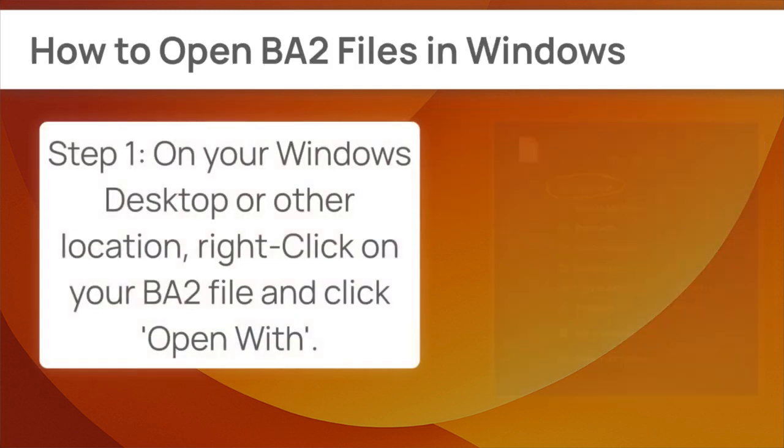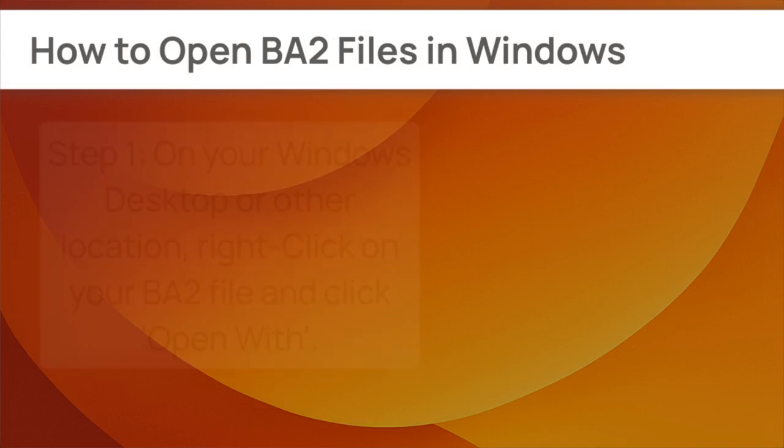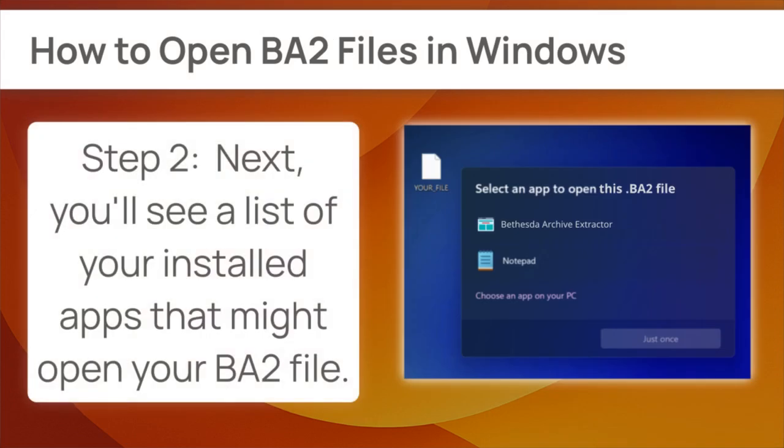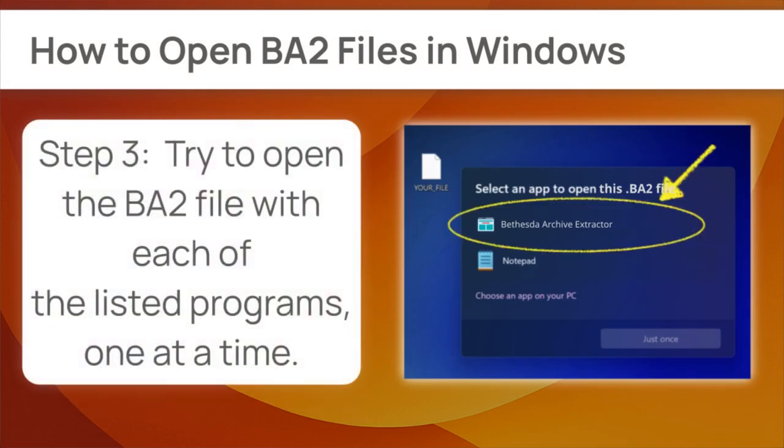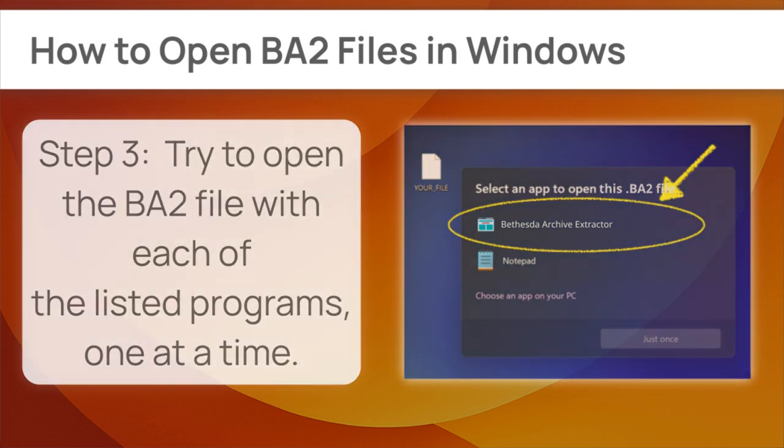We are performing a foundational software check. Right-click your BA2 file and choose Open With. Test with Bethesda Archive Extractor first. If it's missing, select another program. It's often a simple software fix.